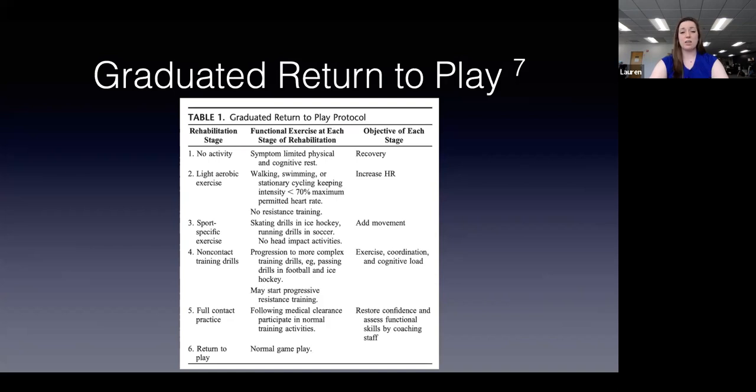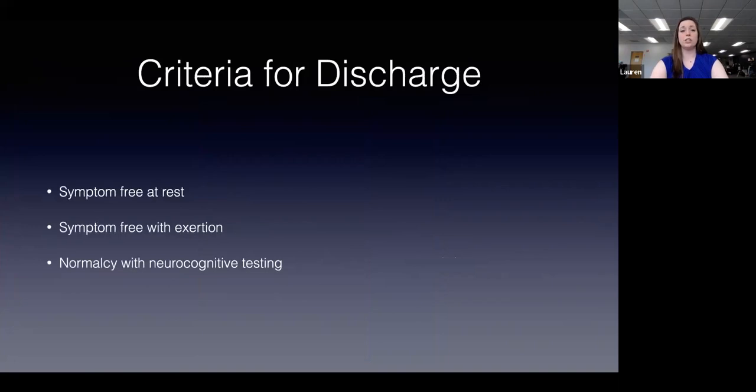And that's something that not everyone will always think of when it comes to concussion rehab, adding in that cognitive component, because a lot of people will have cognitive fatigue as well, in addition to the physical fatigue. Just adding in more of that brain training, brain games kind of thing. And then working back to full contact practice and then return to play. Criteria for discharge are being symptom-free at rest, symptom-free with exertion, and normalcy with neurocognitive testing.